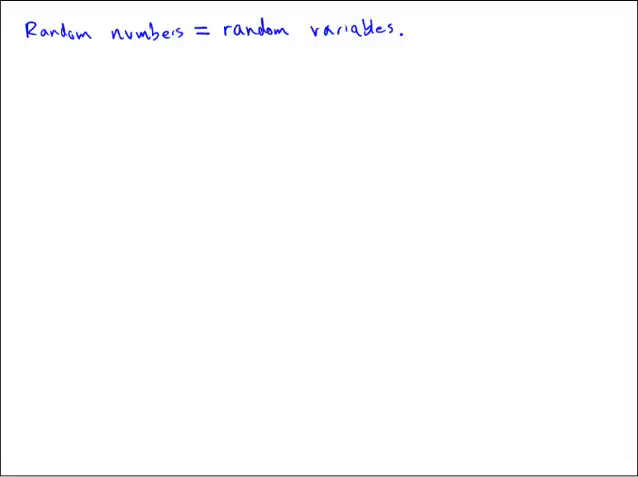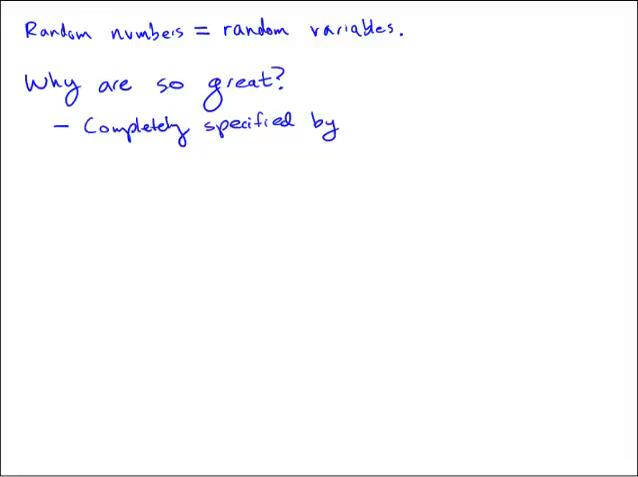So, why are Gaussians so great? I've told you they're great, but I haven't really given you many reasons. Well, I have given you one reason, and that is that the mean and variance completely specify them. So they're completely specified by the mean, mu, and the variance, sigma squared, or alternatively, the standard deviation sigma.